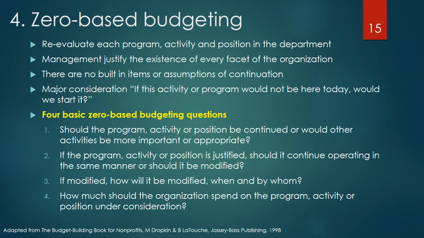There are 4 basic zero-based budgeting questions to be answered by all facets of an organization in a zero-based budgeting process, including: 1. Should the program, activity, or position be continued, or would other activities be more important or appropriate? 2. If the program, activity, or position is justified, should it continue operating in the same manner or should it be modified? 3. If modified, how will it be modified, when, and by whom? 4. How much should the organization spend on the program, activity, or position under consideration?